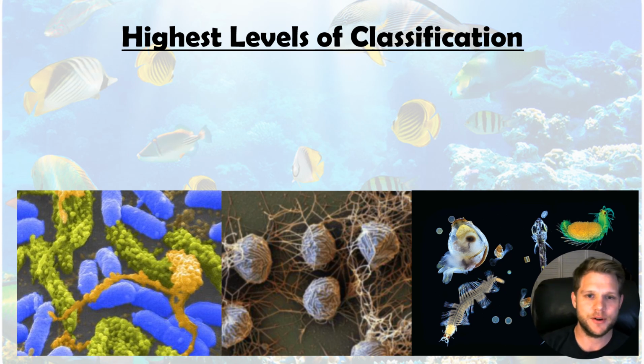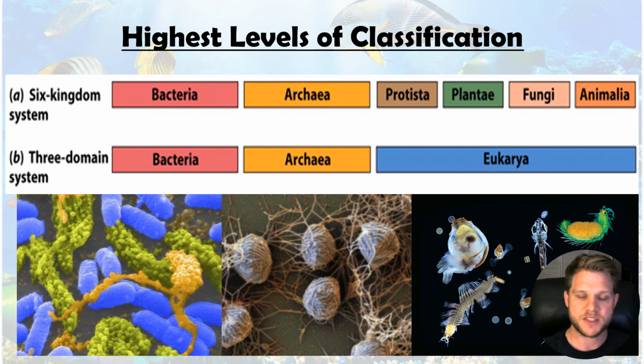Okay, so these are the highest levels of classification. The old way was to use 6 kingdoms: bacteria, archaea, protista, plantae, fungi, and animalia. Those 6 kingdoms still exist, but they later combined them into 3 domains. So you can see bacteria and archaea are the same. Eukarya includes all of these other ones: protists, plants, fungi, and animals. Bacteria and archaea are both prokaryotes, meaning they lack true nuclei. They have no membrane-bound organelles.